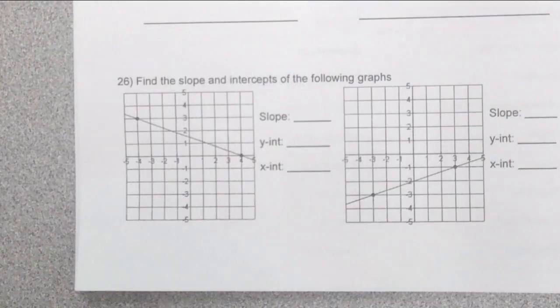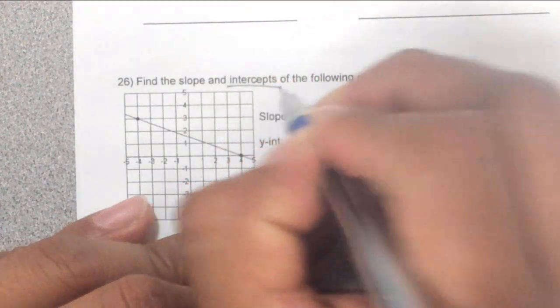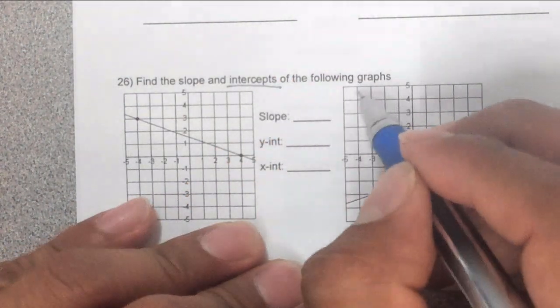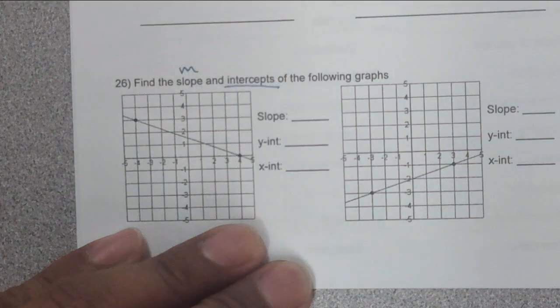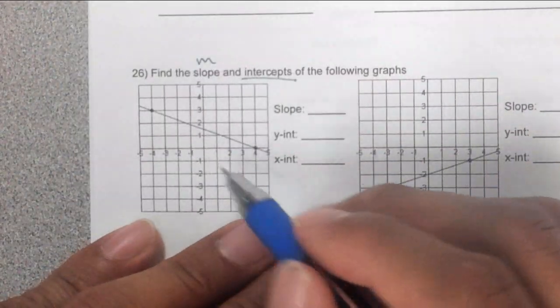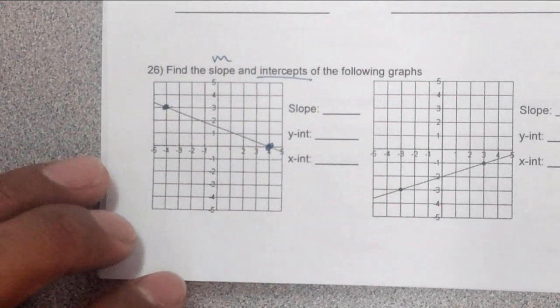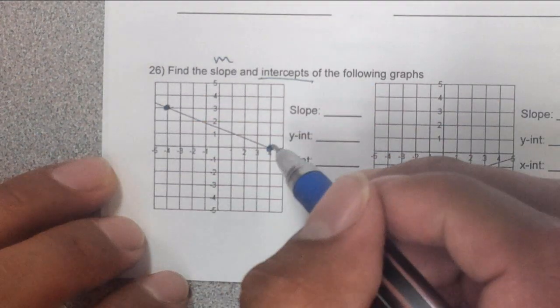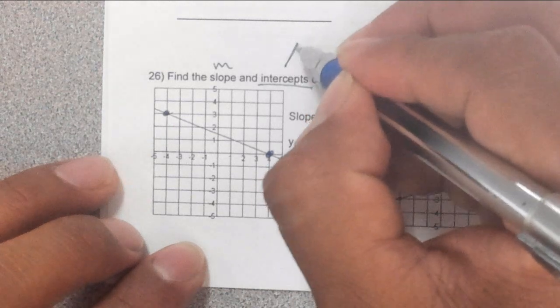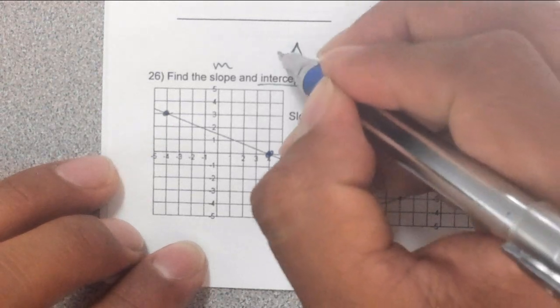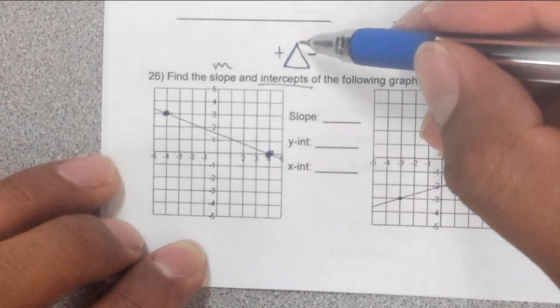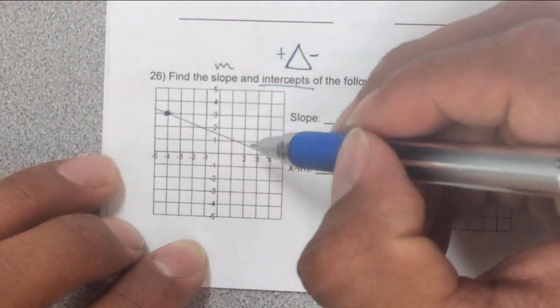Okay, number 26. Find the slope and intercepts, x and y, both of them, of the following graphs. Okay, slope is m. I do have a graph, so I have to do the rise over run. Remember that when you work with graphs, you have to know if it's negative or if it's positive. This one is negative. How do I know? Well, a while back I showed you this triangle. This is positive, this is negative, so it matches this pattern. Whatever I do over here, the slope has to be negative.